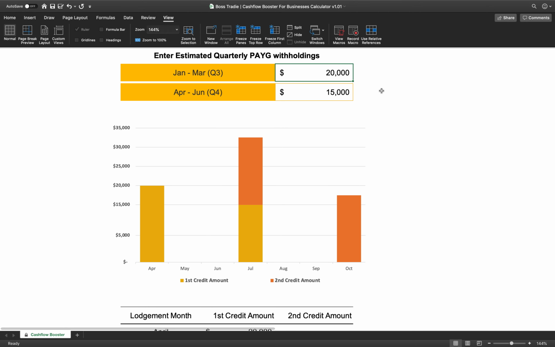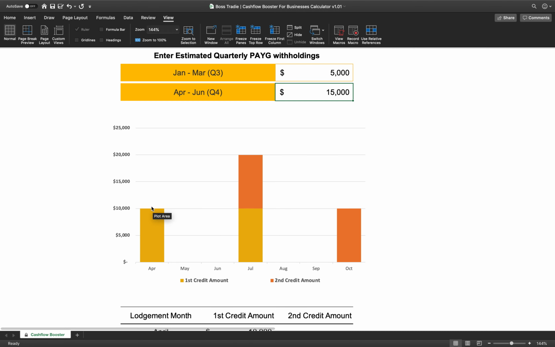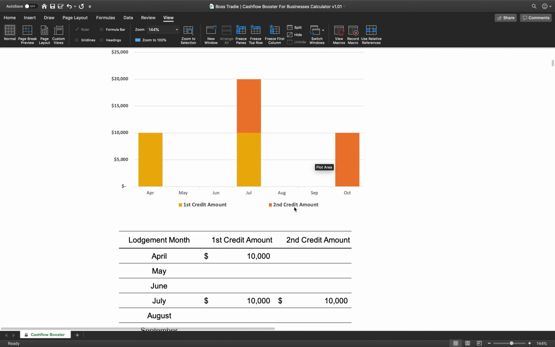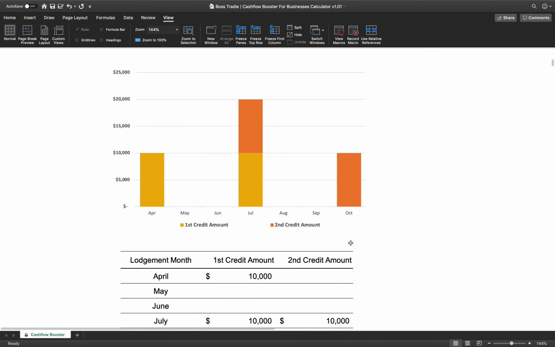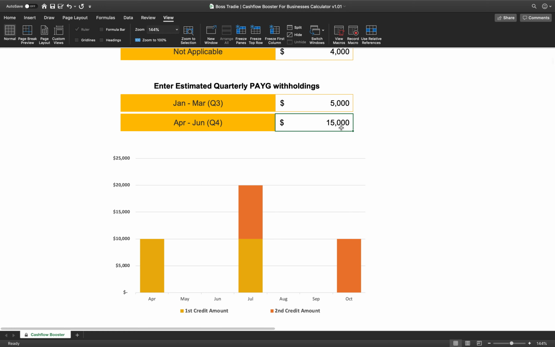So again, if this one was less than 10,000 for that first quarter, you can see that minimum payment becomes 10. And then instead of getting 15,000 for your second quarter, you've got to cover the extra 5 that you've already been credited on the first one, and you're going to get 2 payments of 10 and 2 payments of 10.